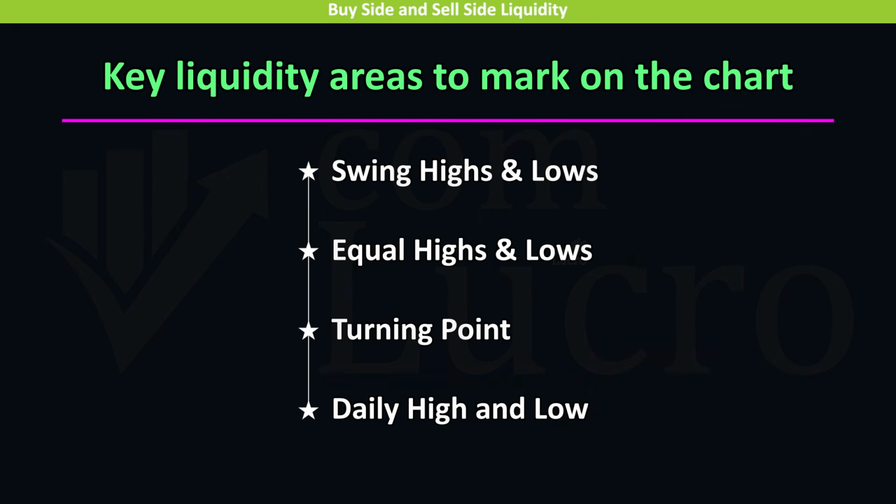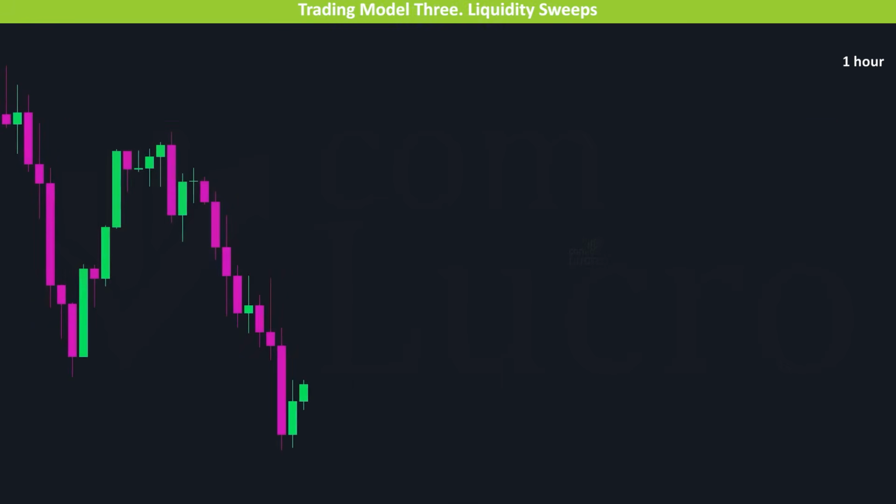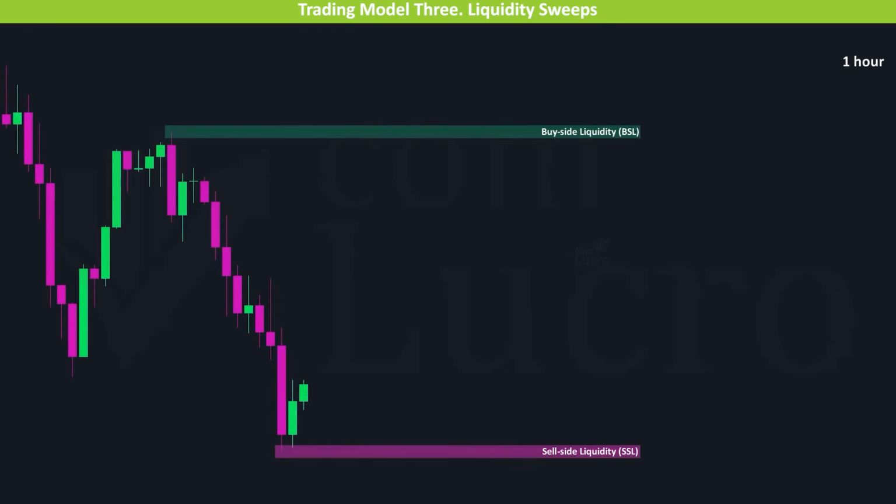With that in mind, not all liquidity levels carry the same importance. Certain conditions make some levels more reliable than others. Liquidity formed around major swing highs and lows, higher time frame levels, or areas where multiple equal highs or equal lows are present tends to be significantly stronger. Now, let me show you how the third trading strategy plays out on the chart. To begin, mark the buy-side and sell-side liquidity zones directly on the chart.